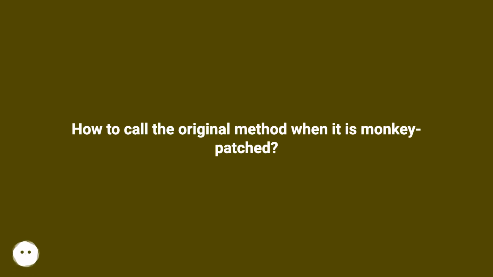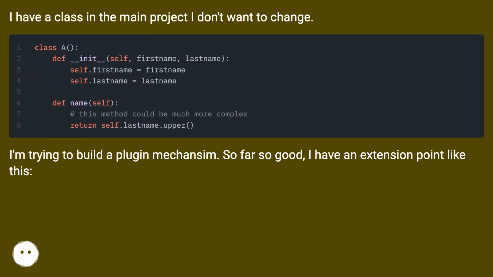How to call the original method when it is monkey-patched. I have a class in the main project I don't want to change. I'm trying to build a plugin mechanism. So far so good, I have an extension point like this.